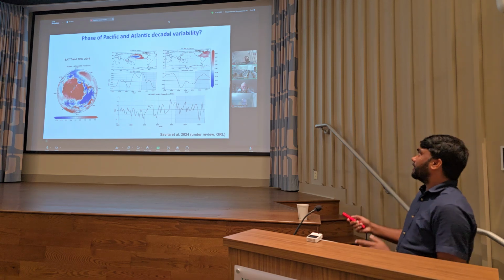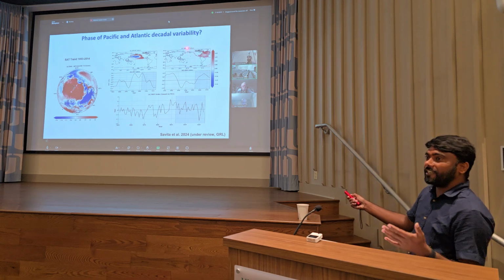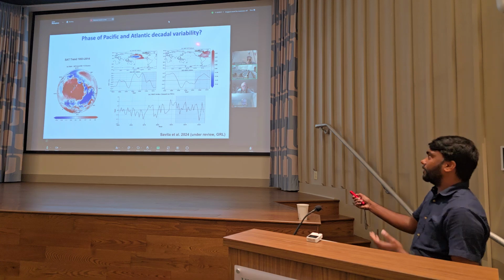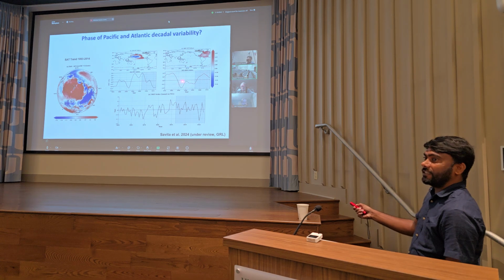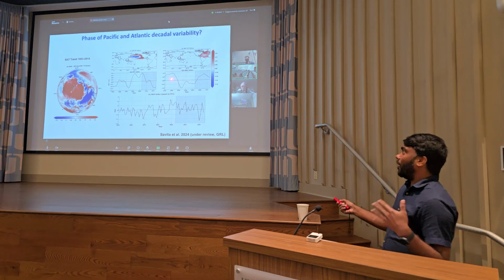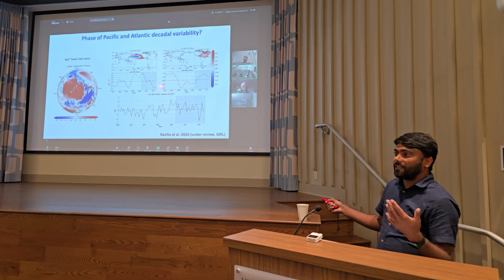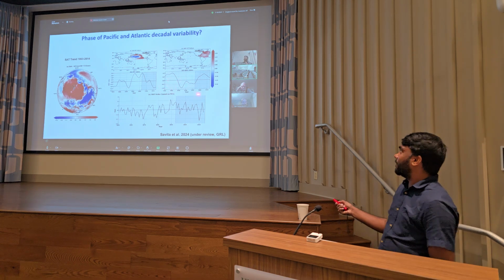In some decades it is positive like this, but in another decade it may go the other way around and become negative. A good example is if you take the average of this and plot the time series, which is shown here. In some decades it is positive, and here it is negative. We know this as multidecadal oscillation or multidecadal variability.